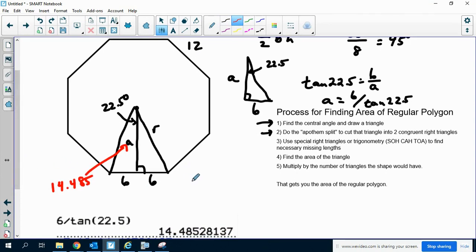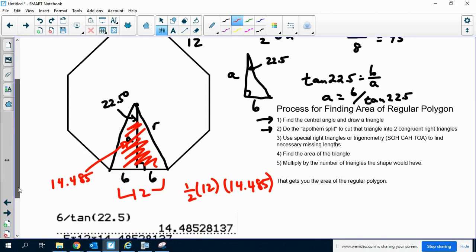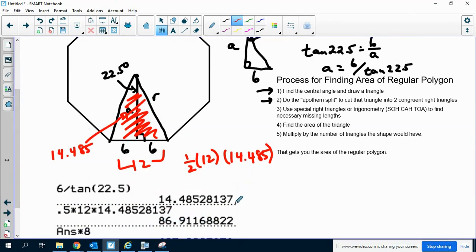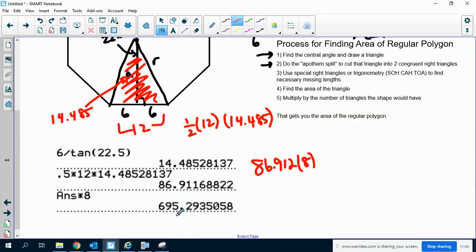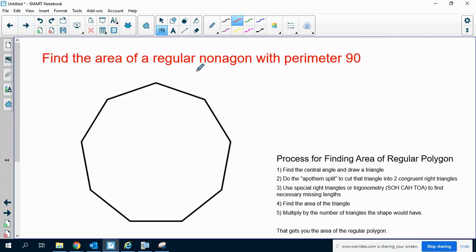14.485. Then I'm finding the area of this triangle. So 1/2 times base, which is 12, because that's the side length, times 14.485 gives me the area of one of these triangles. That's 86.912. And then I take the 86.912 and I multiply it by 8. And I end up getting 695.294. So the area of this octagon is 695.294 units squared.